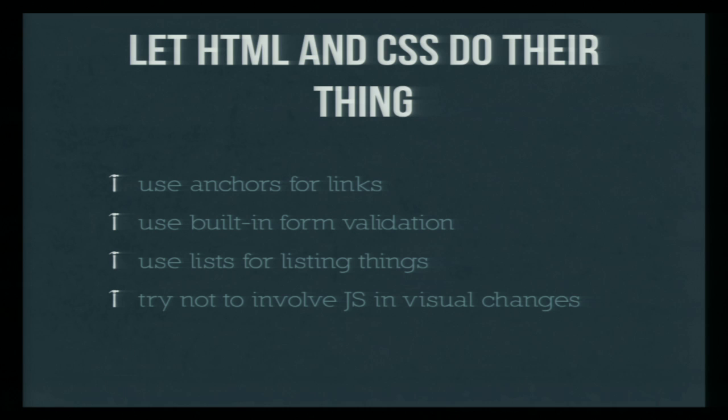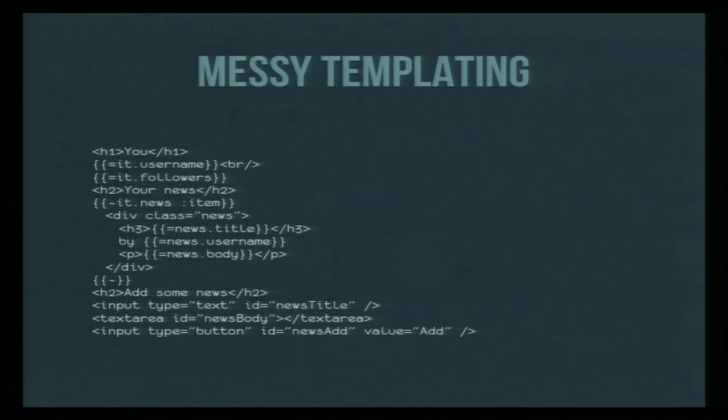So, messy templating is another pet peeve of mine. This doesn't look too bad, right? It's very tidy. We've got several things happening here, though. We've got some sort of layout, obviously, that we're displaying a few different types of things. We're displaying information about the current logged in user, and then we're going to show them a list of all the news that they've subscribed to, and then we're also going to give them a form that allows them to add their own news to presumably other users' feeds.